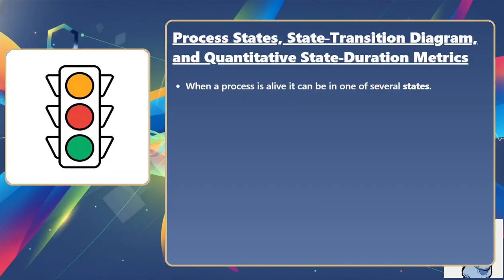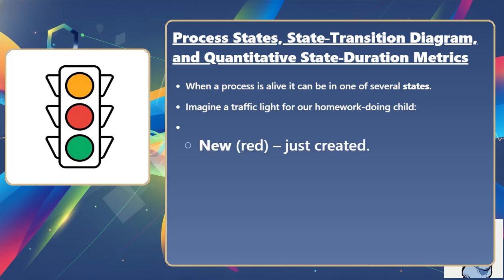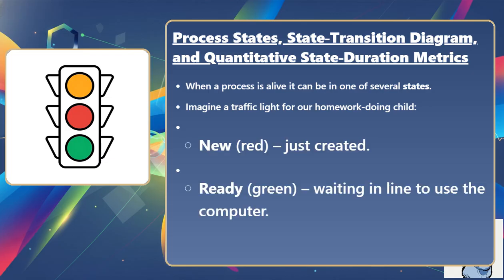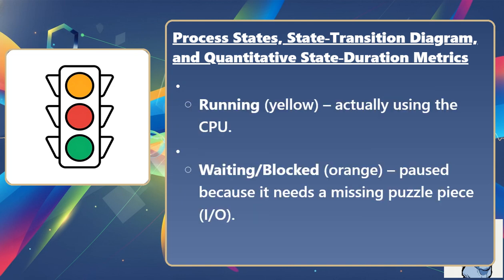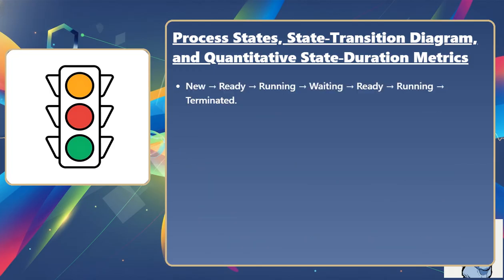When a process is alive, it can be in one of several states. Imagine a traffic light for our homework doing child. New, red, just created. Ready, green, waiting in line to use the computer. Running, yellow, actually using the CPU. Waiting, blocked, orange, paused because it needs a missing puzzle piece, I/O. The state transition diagram is a picture showing arrows like new to ready to running to waiting to ready to running to terminated. Each arrow represents a change caused by the OS.